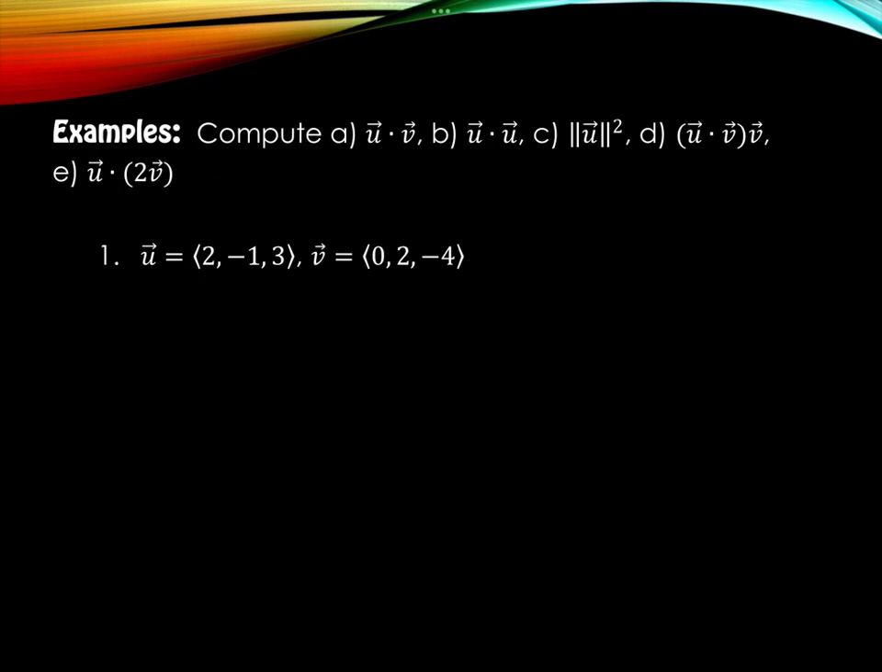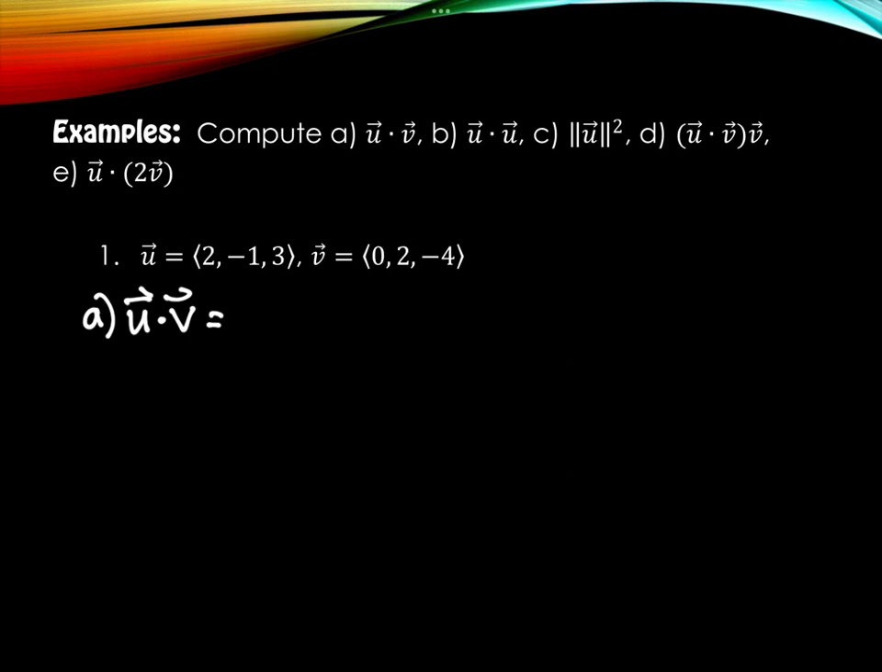So A says u dot v, B says u dot u, C says the magnitude of u squared, D has the dot product of u and v times the vector v, and then we have the vector u dot with 2 times the vector v. Okay, so we're going to do all of these pieces. I am given 3-dimensional vectors here. They are written in component form, not the ijk form like we've seen before, so I'll keep them in component form for the sake of simplicity. Okay, so the first one that we're supposed to do is u dot v.